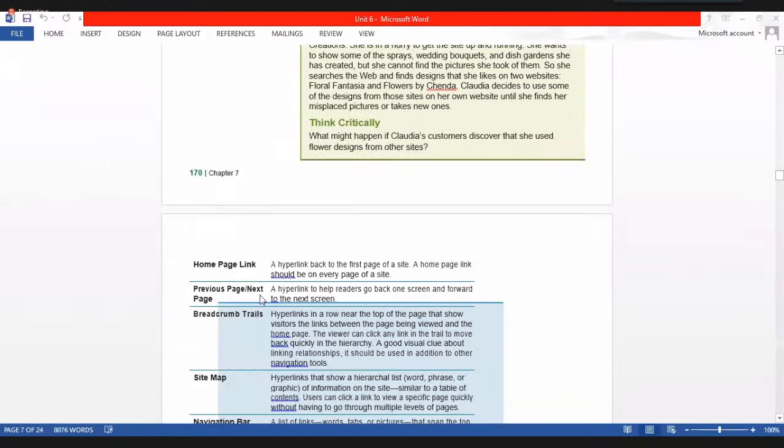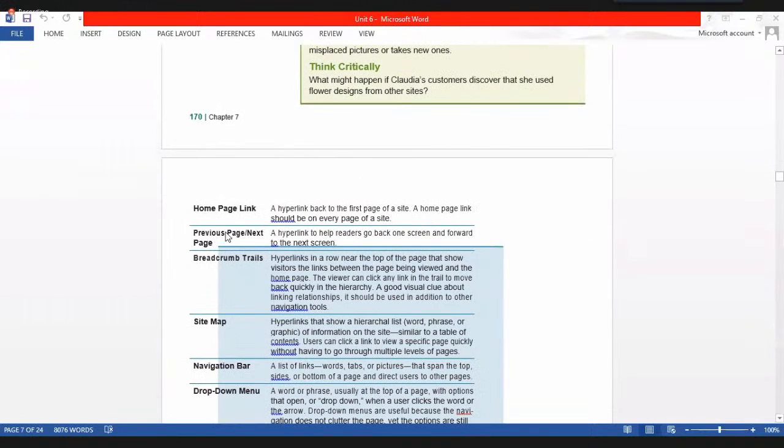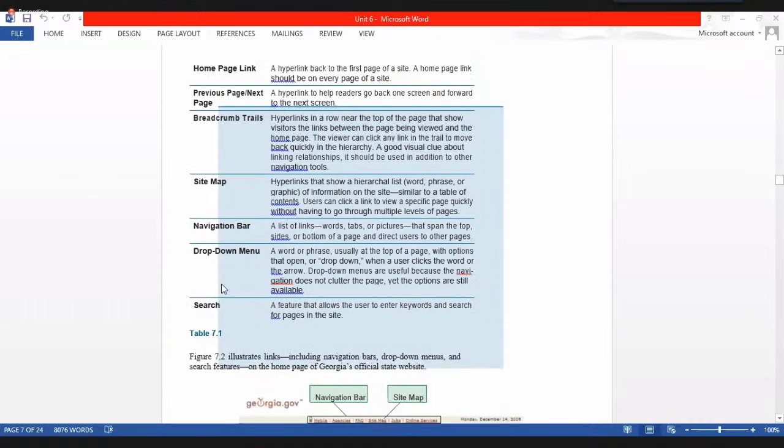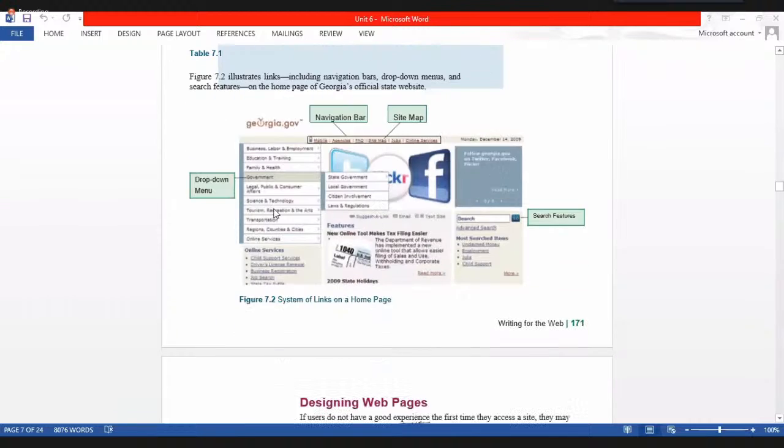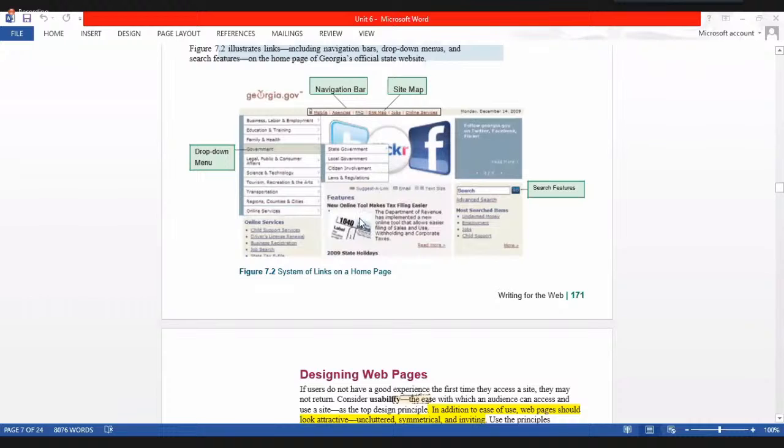So here different links are given. You can study all this. Home page link, previous page, next page, isn't it? All these are given here. You can study. So here one figure is also given, right? This figure is given. You can practice this.